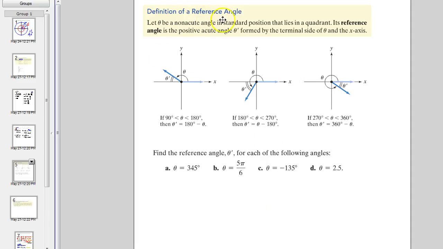Alright, reference angle. This is a huge idea for moving forward. Okay, so once again, if you can memorize what happens in quadrant 1 and how we progress through quadrant 1, then we can make our way through all the other quadrants based on the acute angles that we got in quadrant 1.